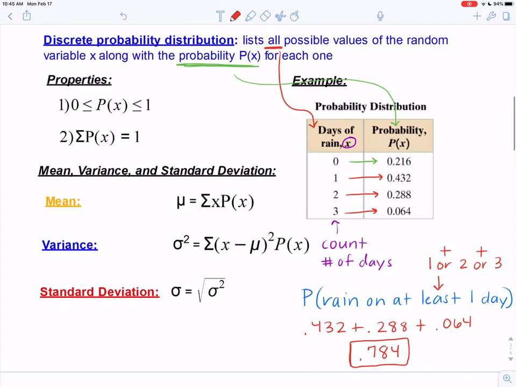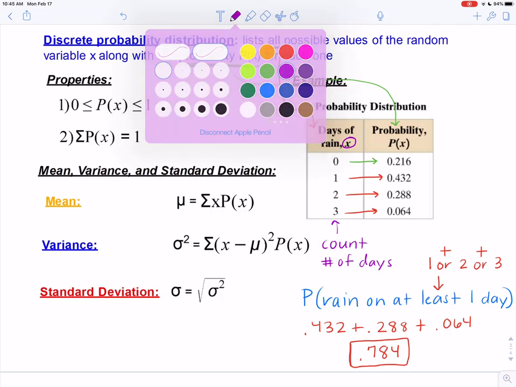So that's the first thing you want to be able to do here, which is just read a distribution correctly. It's giving you probability. It's giving you all the information for that experiment. And so you just want to be able to pull the information that you need to answer a particular question about probability. Now, something else that you want to keep in mind, every discrete distribution must satisfy 2 properties.